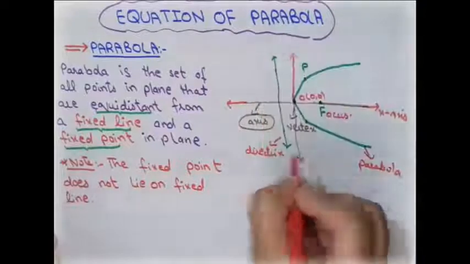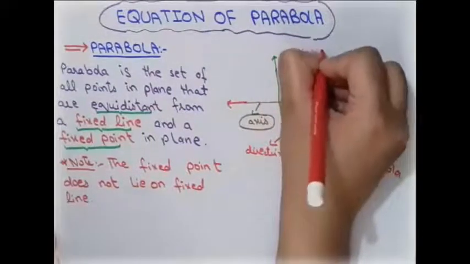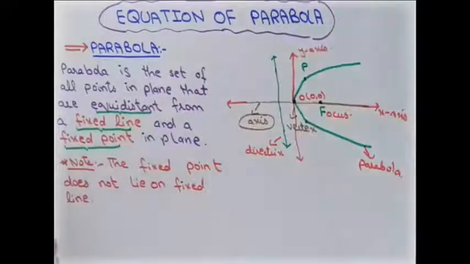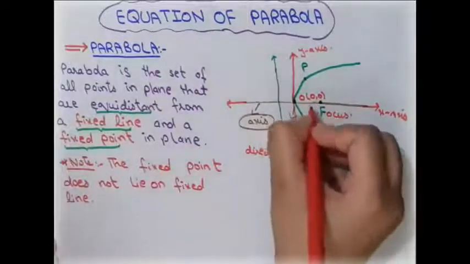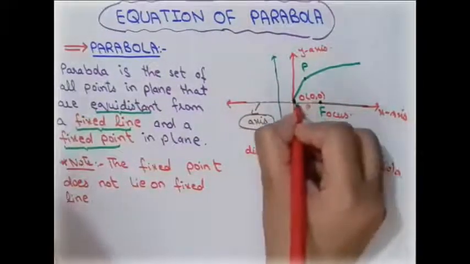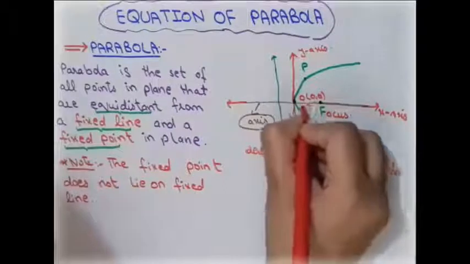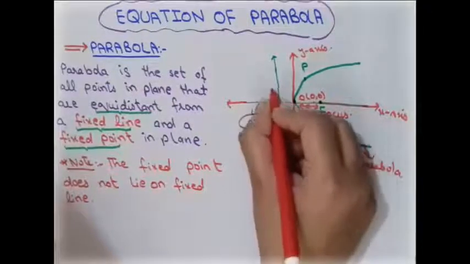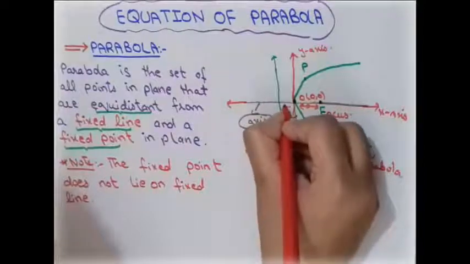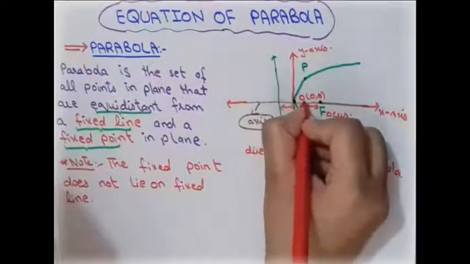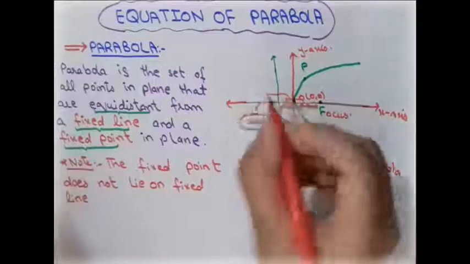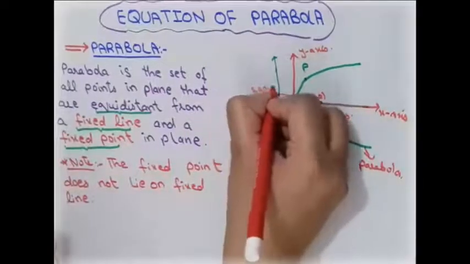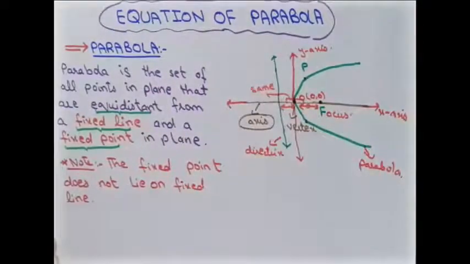This line is called the y-axis. And here is another thing: the distance between the vertex and the focus, and the distance between the vertex and this directrix line, is always the same. We will use this information in further steps to find the equation of a parabola.